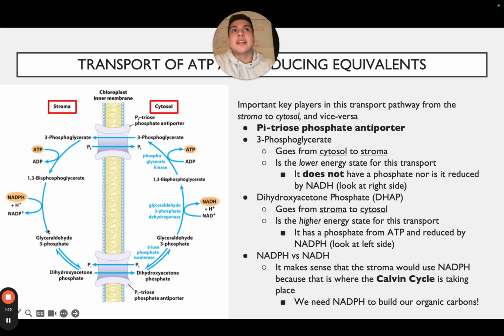And glyceraldehyde 3-phosphate will undergo an auxiliary reaction where it'll be converted into dihydroxyacetone phosphate through this triose phosphate isomerase. Again, same enzyme as glycolysis. And this enzyme is going to form DHAP. That's why I like to call this molecule. And DHAP will go from the stroma to the cytosol, and it'll be an antiporter to inorganic phosphate. Now, inorganic phosphate is going to go from the cytosol to the stroma, so they always go opposite to each other. And dihydroxyacetone phosphate will then be converted to glyceraldehyde 3-phosphate.